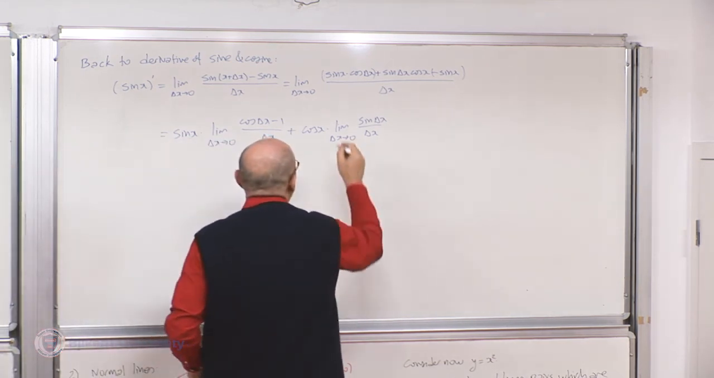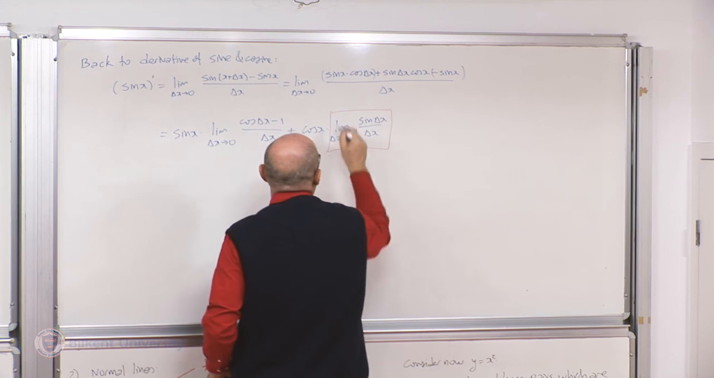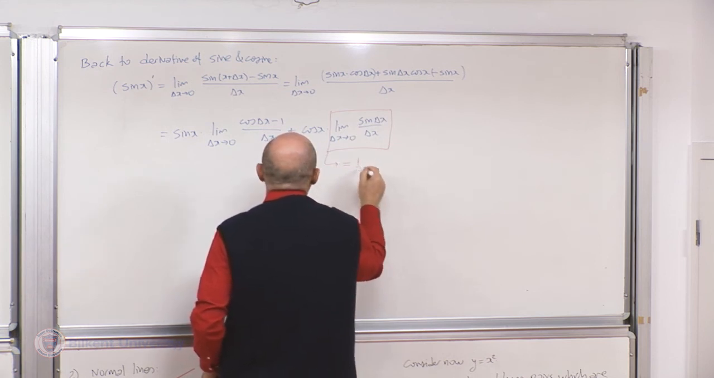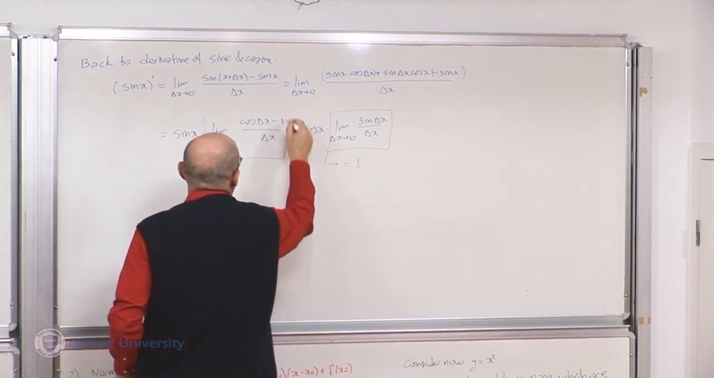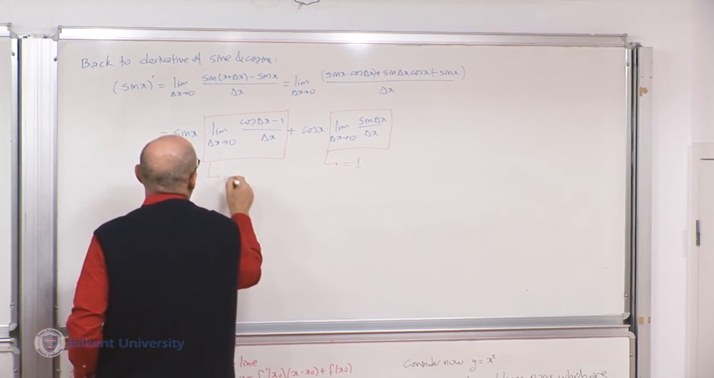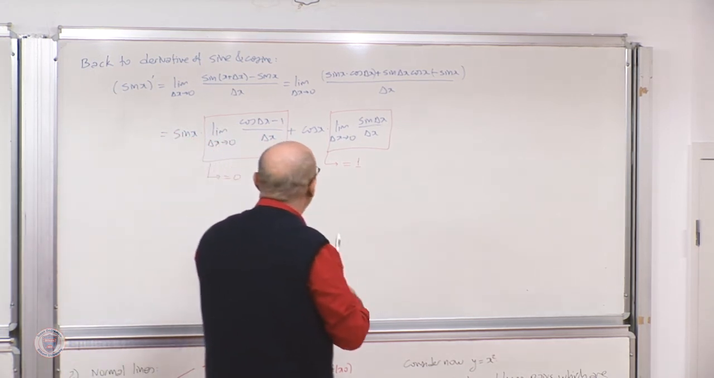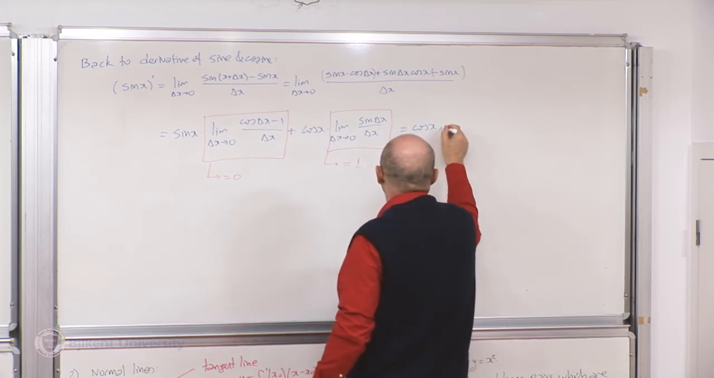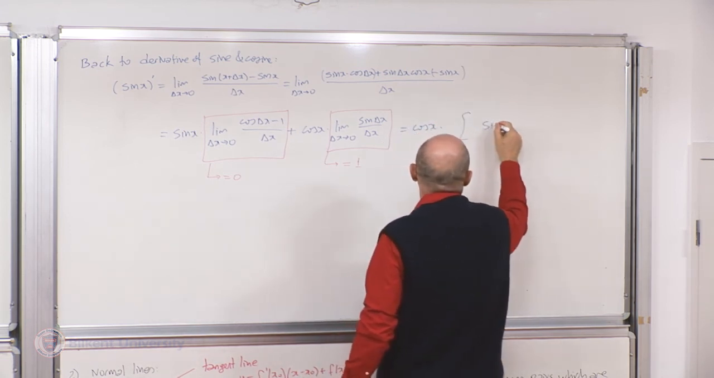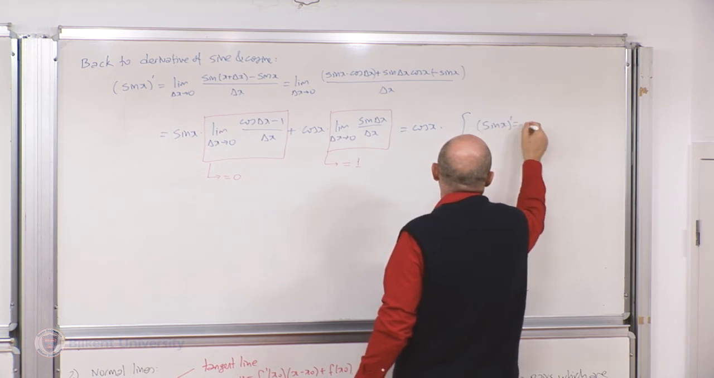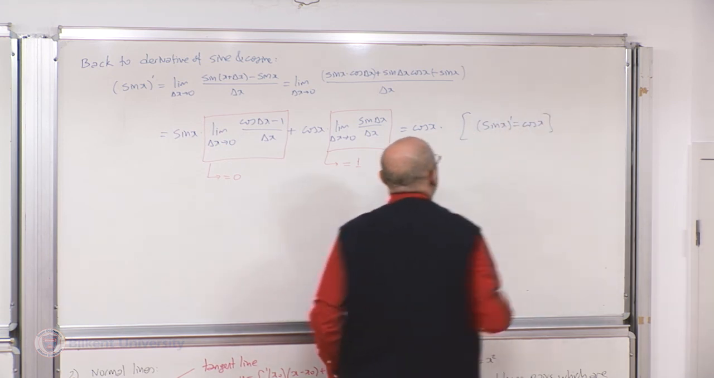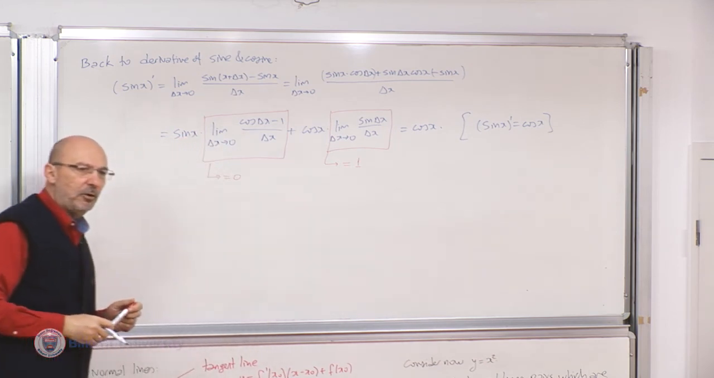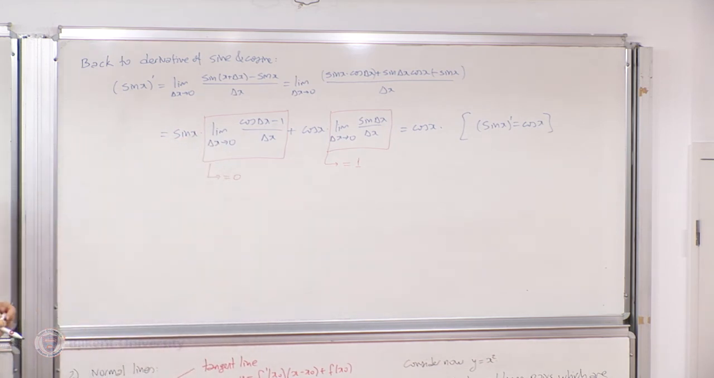Now we know these limits. This limit is equal to 1, and we calculated this other limit to be 0. So you see that the limit is cosine x. We found the following: the derivative of sine x is cosine x. We knew this from high school, but now we show that our basic definitions also give this. Let us check if the other one works.